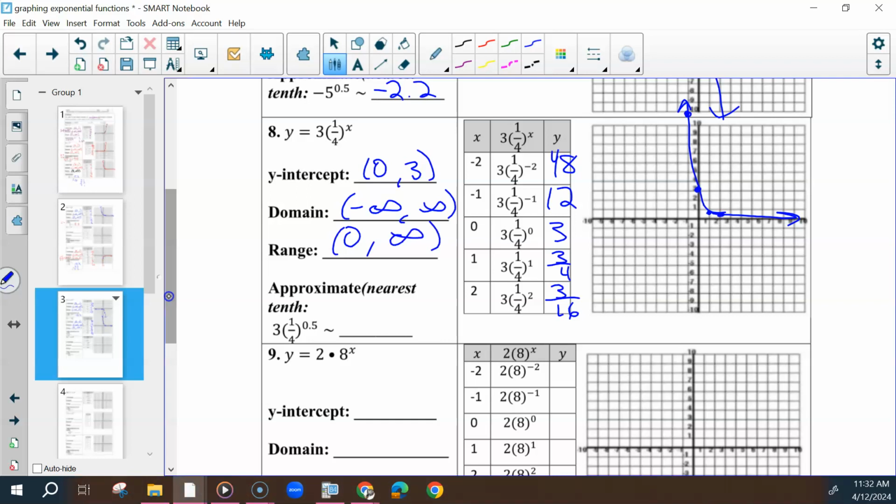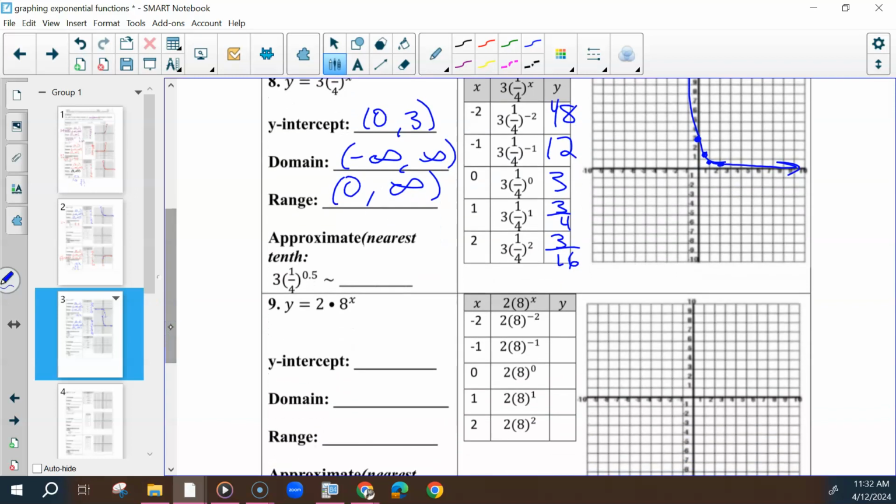If we were to guess this, 0.5 is like there, so maybe 1.5-ish. Make sure you're using parentheses when you do that one also. What did you get? 1.5. Nine's going to work similarly, so we're going to move on to 10.